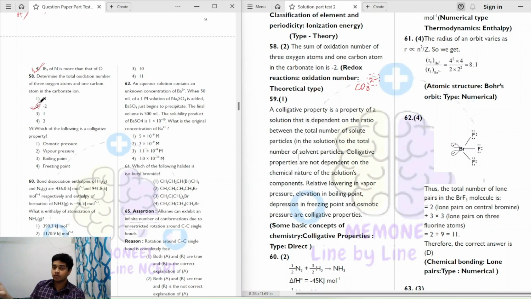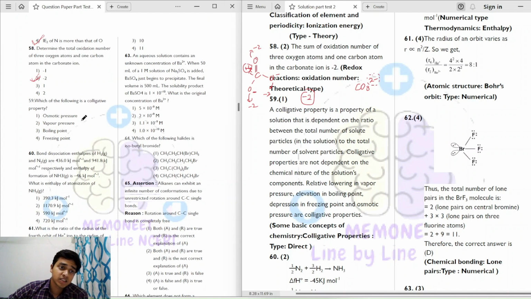Also, if we find out separately for each of them, in that case we would have to draw the structure of the carbonate ion. If we do that, it will have one double bond and two single bonds, with each singly bonded oxygen carrying a negative charge, and the carbon will be in +4. So in total, we'll get -2 as the sum of the oxidation numbers.